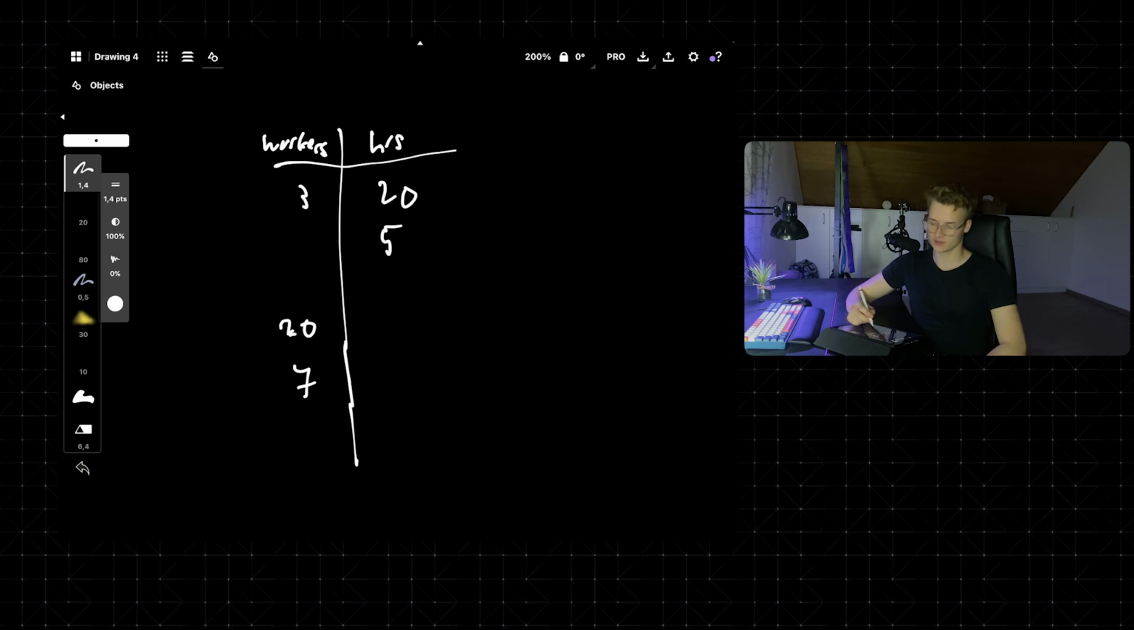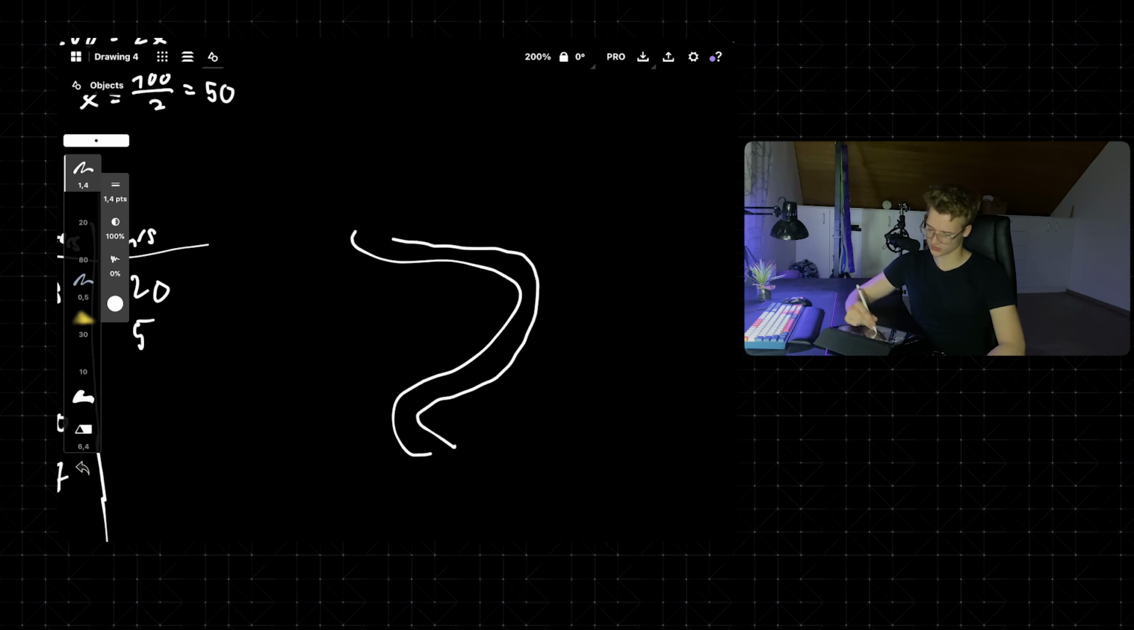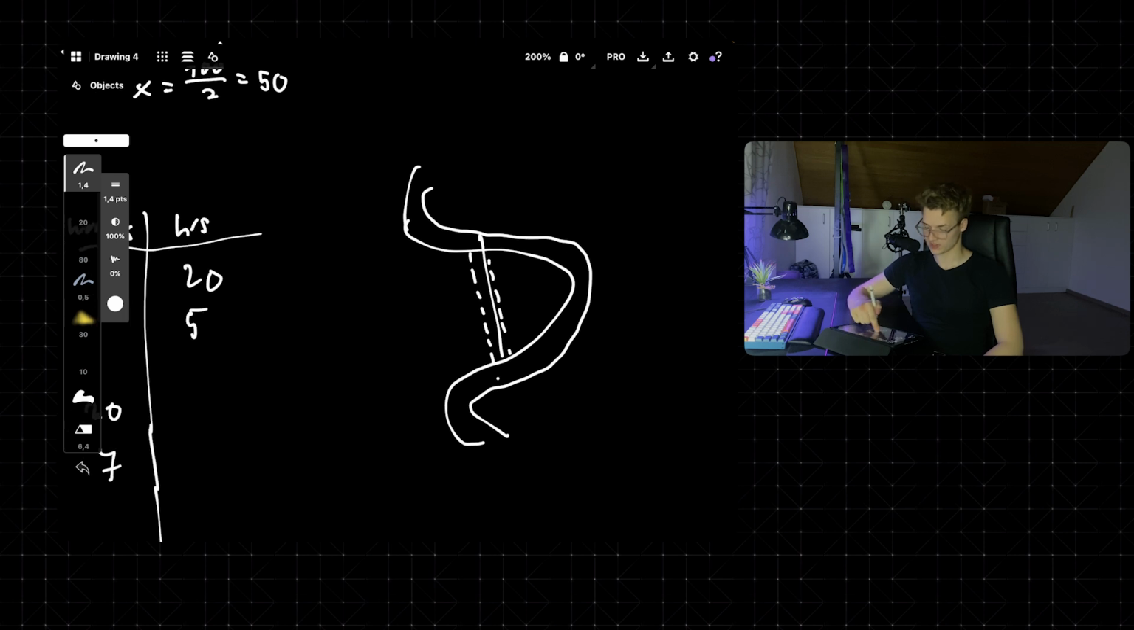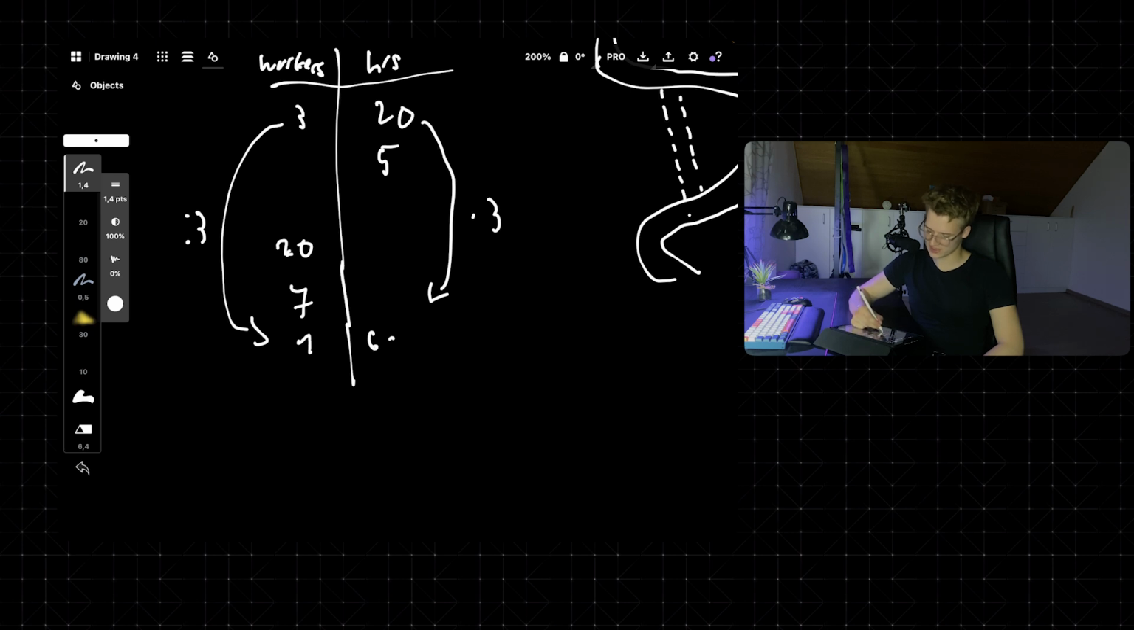So you imagine math being like a winding path. You have this as the slowest solution, okay? But along the way, you might find shortcuts. And if you do find a shortcut, by all means, take the shortcut. Because what we could do is we can divide this by 3, and then we can multiply this by 3. So we have that one worker needs 60 hours.